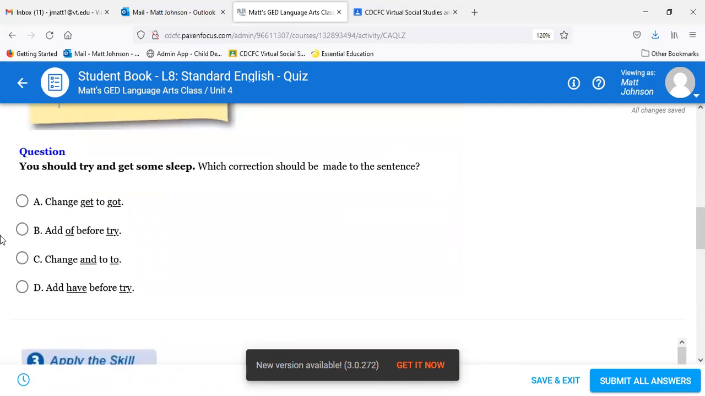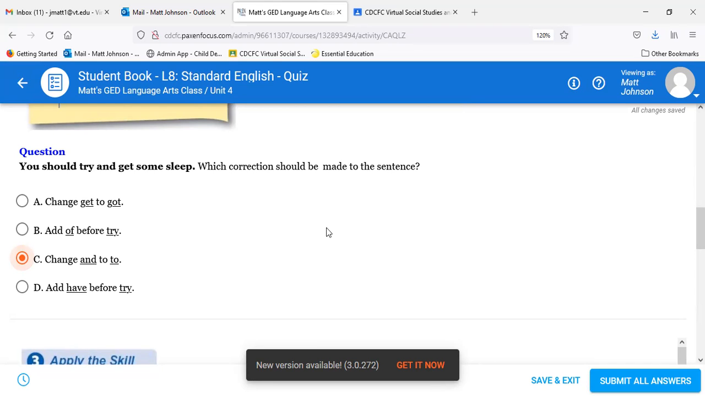Okay, so our first question here, let's go to Grace for number one. You should try and get some sleep. Which corrections should be made to the sentence? A, change get to got. B, add off before try. C, change and to to. D, add have before try. C, change and to to. Yeah, change and to to. And that's just what we talked about there. So you should try to get some sleep.